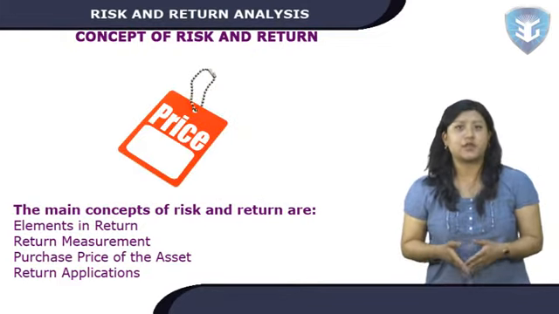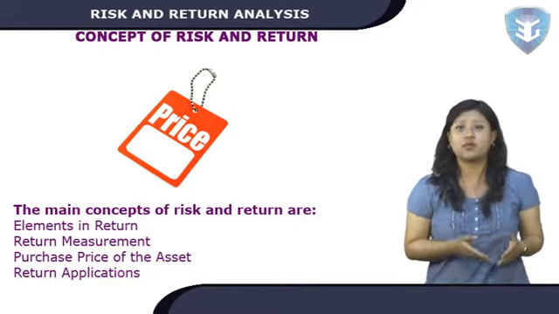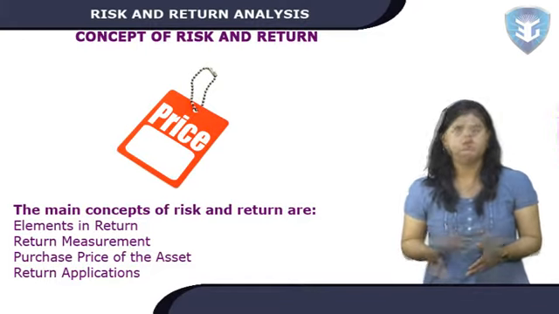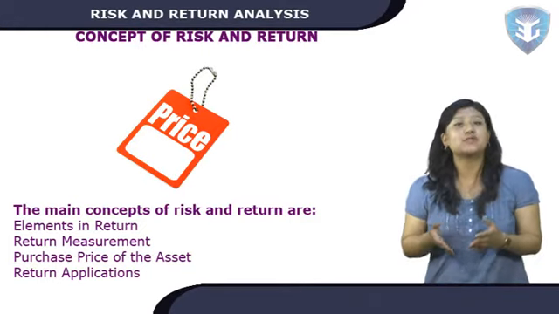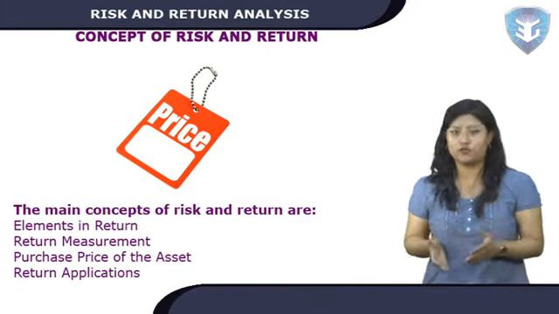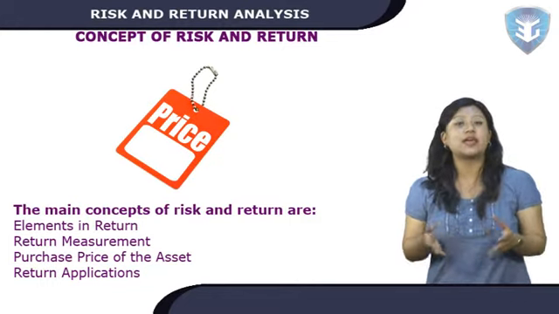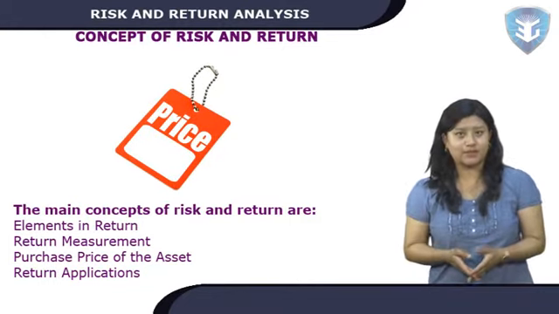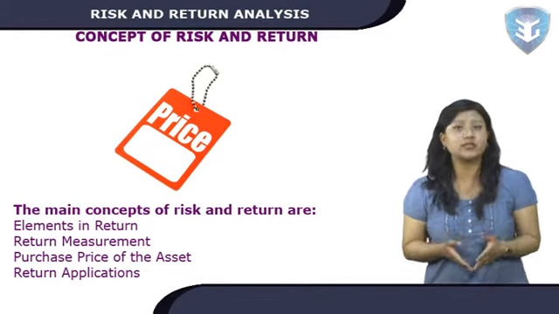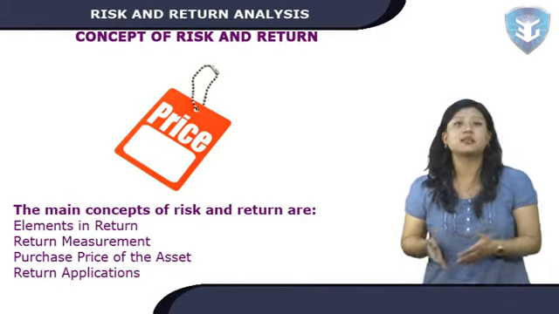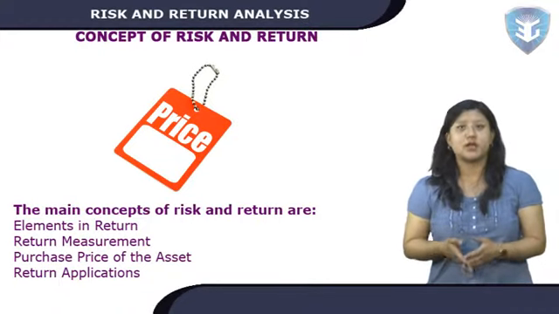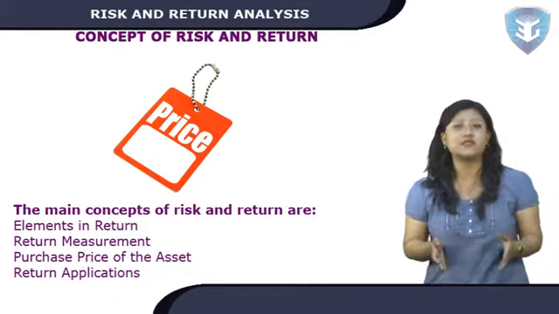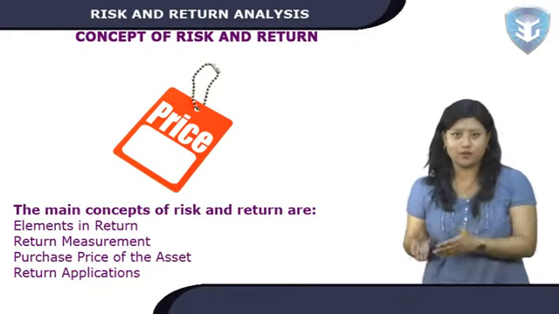Return measurement. Returns across time or from different securities can be measured and compared using the total return concept. The total return for a given holding period relates all the cash flows received by an investor during any designated time period to the amount of money invested in the asset. It is defined as total return equals cash payments received plus price change over the period, divided by the purchase price of the asset. The price change over the period is the difference between the beginning price and the ending price.